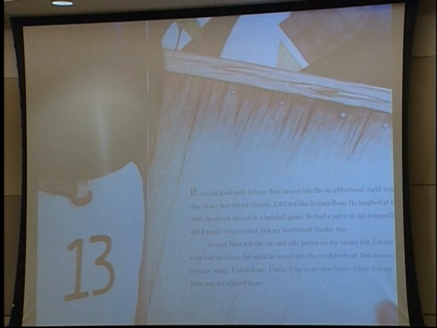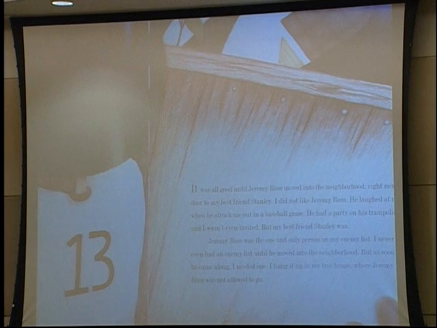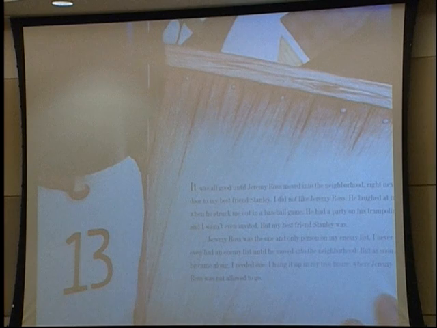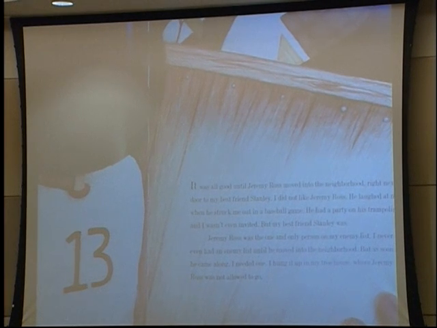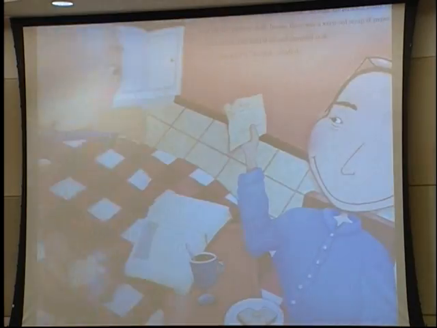It was all good until Jeremy Ross moved into the neighborhood, right next door to my best friend Stanley. Now, I did not like Jeremy Ross. He laughed at me when he struck me out in a baseball game. He had a party on his trampoline, and I wasn't even invited. But my best friend Stanley was. Jeremy Ross was the one and only person on my enemy list. I never even had an enemy list until he moved into the neighborhood. But as soon as he came along, I needed one. I hung it up in my treehouse where Jeremy Ross was not allowed to go.